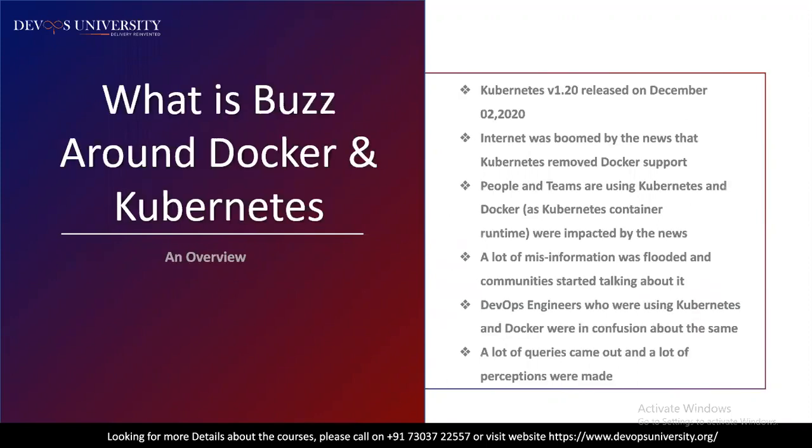Okay. So we are going to discuss the buzz around Docker and Kubernetes. Communities have been talking about it since December. So what happened exactly? Kubernetes version 1.20 was released on December 2, 2020, and the buzz was created around December 4, 2020, two days after the release. The internet was flooded with content like Kubernetes has removed Docker as a container runtime environment.